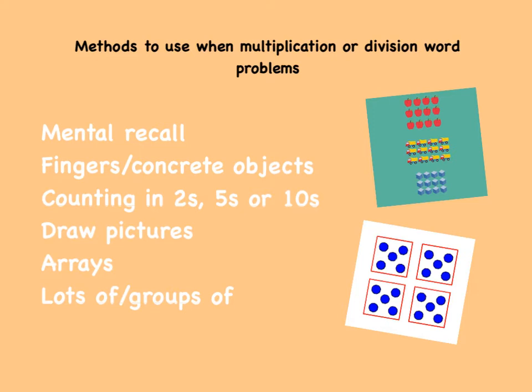So when we're looking at solving problems, we want to make sure we've got a bank of methods that we can use. So when we're looking at multiplication and division word problems, we might use our mental recall, so that's being able to use our times table and division facts, or counting in 2s, 5s and 10s. We can use our fingers and objects to help us as well if the numbers are small enough. We might draw pictures, and when we draw pictures we might draw arrays or lots of and groups of, and I'll show you how to do those when we're looking through some of the examples.